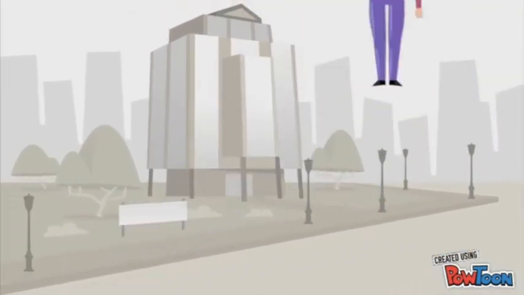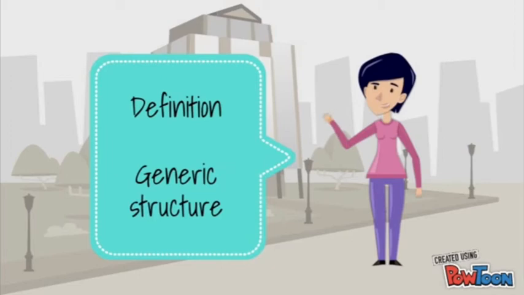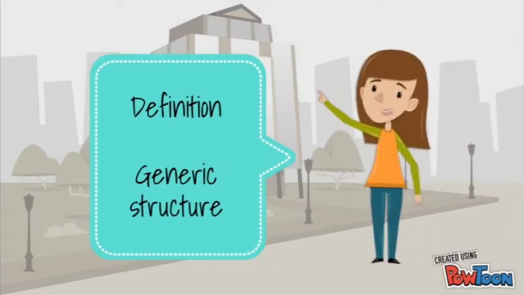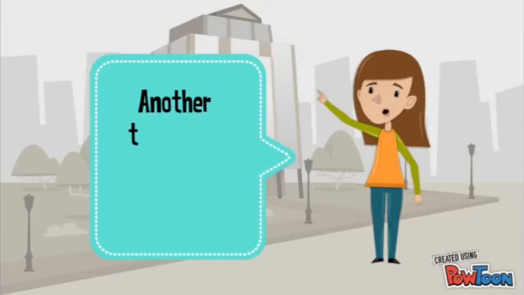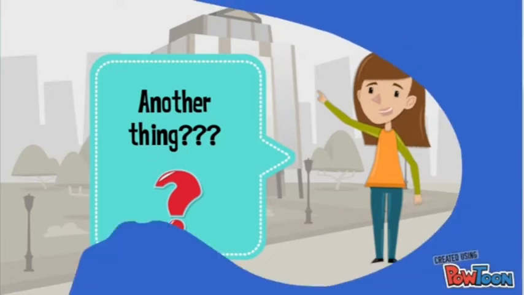We have the definitions and also the generic structure. There is another important thing that we must know related to this kind of text. It is connected to the form of language used. Yeah, it's language feature. Every kind of text in English has its own language feature, as well as narrative text. There are some language features used in narrative text.